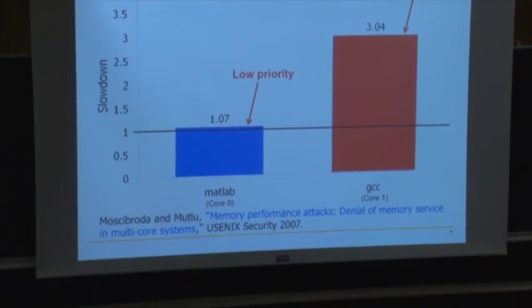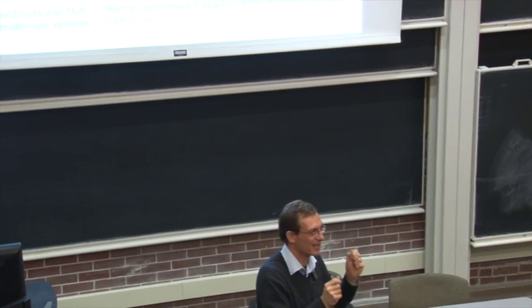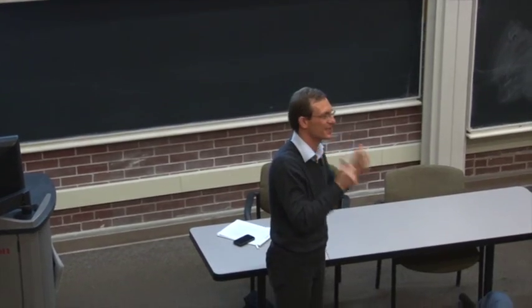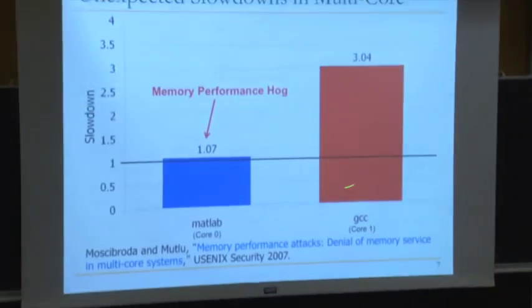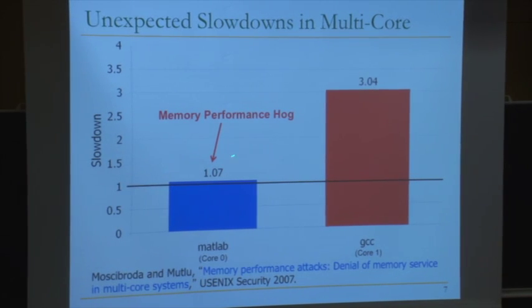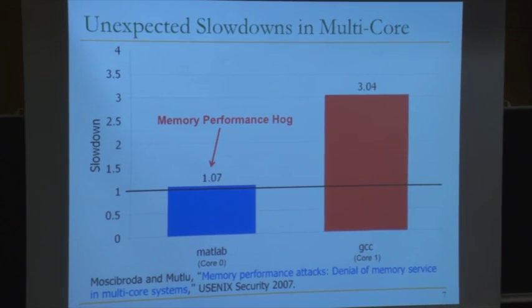Why? Because the operating system sees 2 cores, and the 2 cores get scheduled with these 2 programs, and it doesn't take away the cores from these programs. So these keep executing. So nothing changes. So we call this the memory performance hog. And this is a bad thing because we have no control in the system to make GCC run fast.